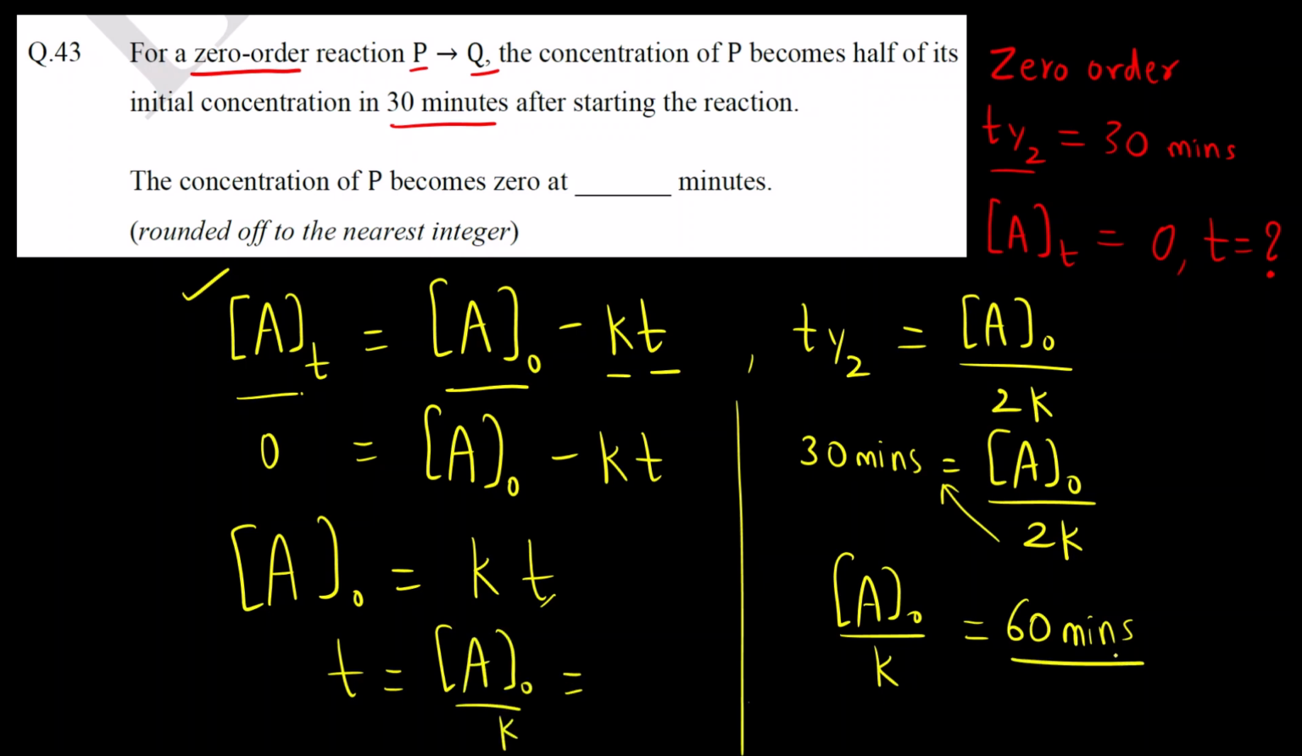Okay, A0 by K we calculated just now. It is what? 60. Round off to the nearest integer. Very important to read the instruction of the bracket. Nearest integer means no decimal points. Okay, you will write only 60. Okay, so this is the final answer.